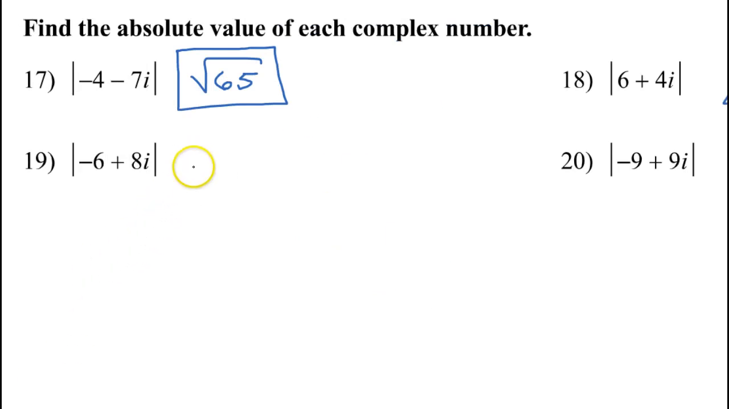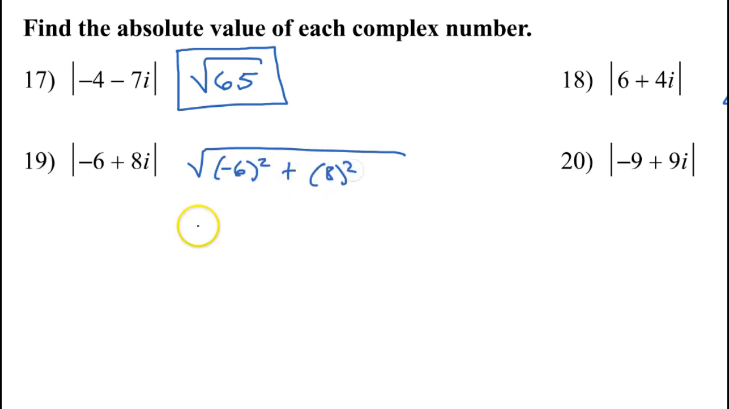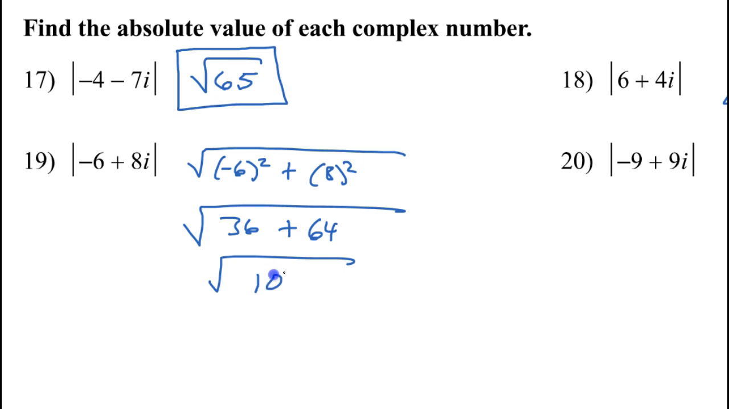So number 19, this is going to be the square root of negative 6 squared plus 8 squared. So that's the square root of 36 plus 64. But that's the square root of 100. And that's 10. So that'll be the final answer for number 19.